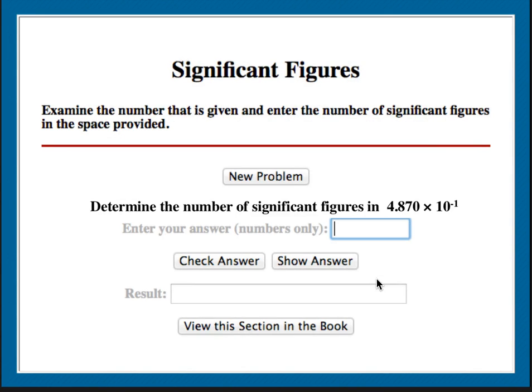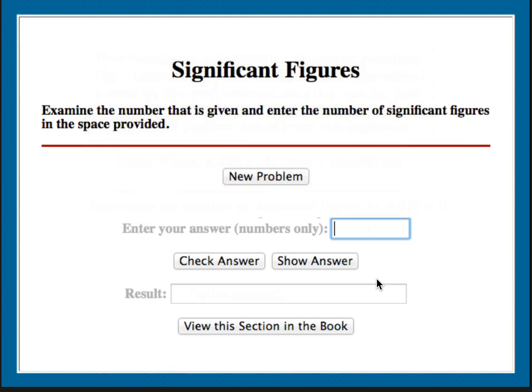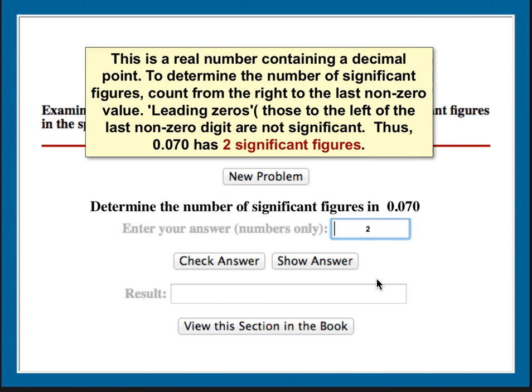Oh, scientific notation. That's so simple. All you do is look at the numbers in the coefficient. There are 4 of them. And I think 1 more, maybe 2 more. Decimal point, leading zeros go, that one stays, we're at 2.